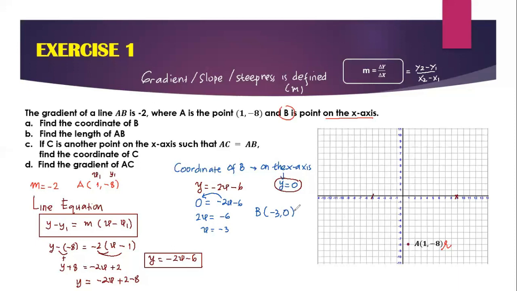Everyone? Clear, sir. Okay, now we're going to plot B, the coordinate of B. The coordinate B is minus 3, comma 0. So here, we call this one B, minus 3, comma 0. Right, everyone? Is it clear to you?